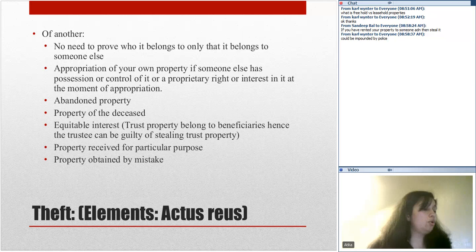All right, so the law says that it is not possible to steal your own property from yourself. If you are the sole person with the proprietary interest in a piece of property, you cannot be guilty of stealing it. However, it is possible to steal property you own if somebody else has possession or control of it, or a proprietary right or interest in it at the moment of appropriation, which means at the moment you are taking it away or depriving the person who is in possession of it.